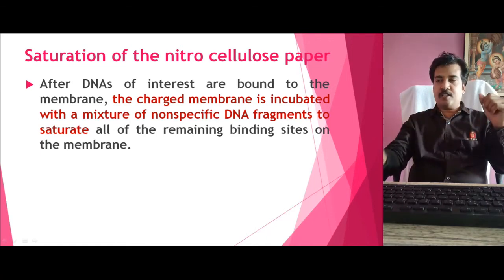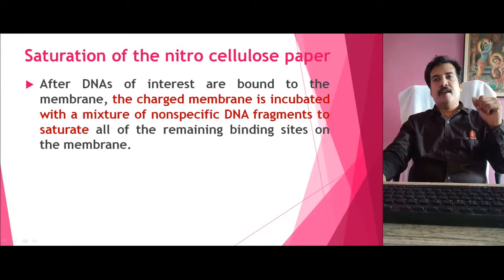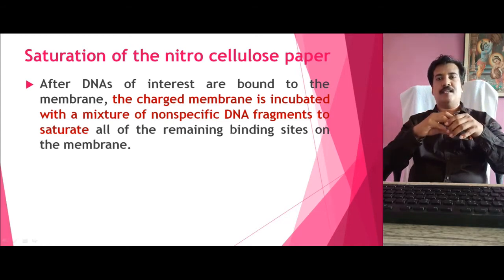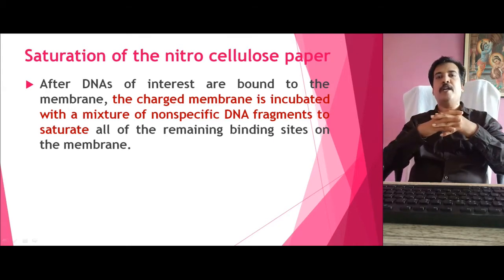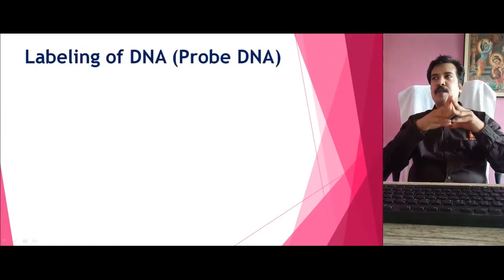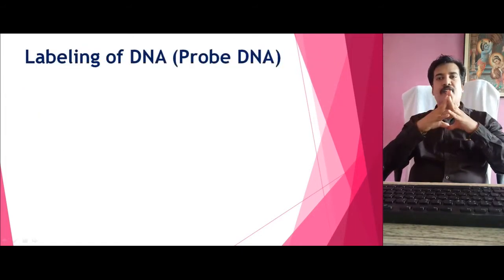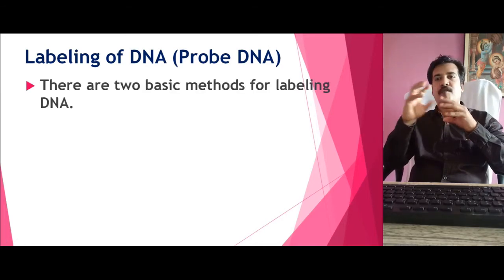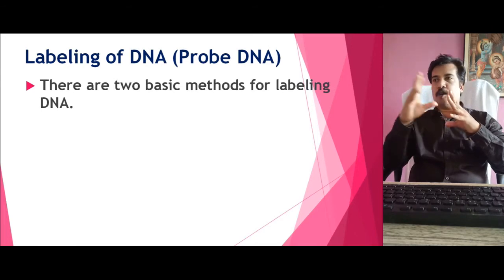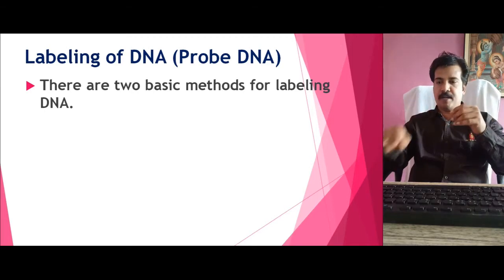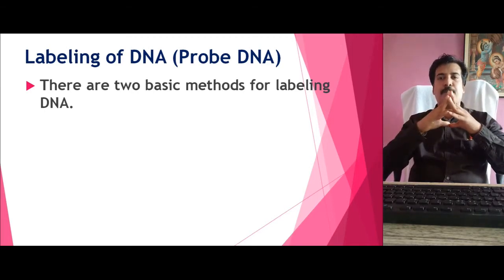So after the saturation of this nitrocellulose paper, we will keep it in a polythene cover. Then we will fill it with the buffer which helps in the annealing of this radio labeled DNA. Before getting into the process, we will understand what is meant by a probe DNA or labeling of DNA. Generally, once we understand the gene of interest, we need to construct a complementary DNA strand. That construction of this complementary DNA strand we call a probe DNA.